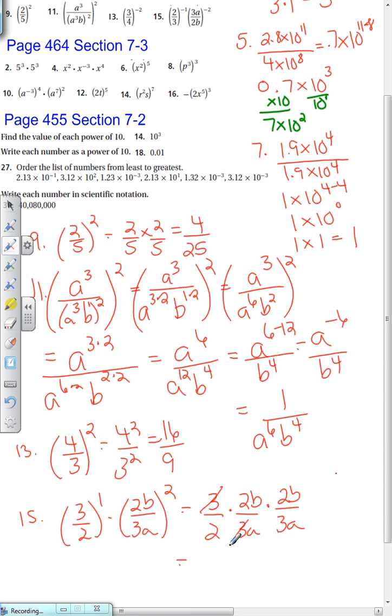So my 3's can cancel, my 2's can cancel. So I'm going to end up with 2b squared over 3a squared. And then nothing else can cancel.